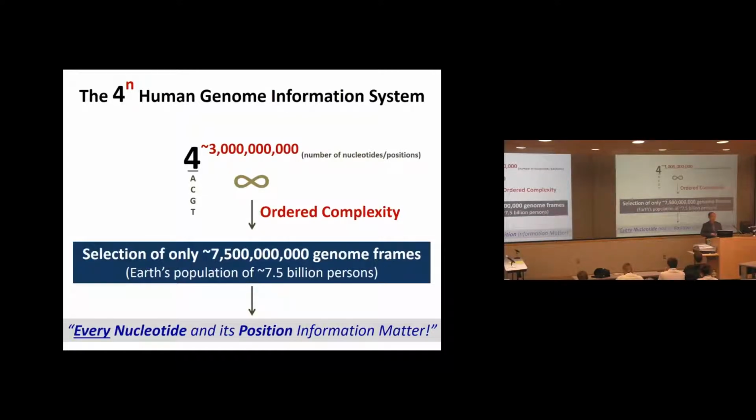So when we are looking at 4 to the 3 billions information, and we only see about 7.5 billion people on Earth, and those 7.5 billion people share similar frames, that means the genome is highly, highly organized. It's extremely programmed because only 7.5 billion frames are selected out of 4 to the 3 billions. I don't believe there's any computer which can record 4 to the 3 billions as a number. So we like to believe that every nucleotide and its position information matter. But currently, in most of the biological sciences, that's not the case.